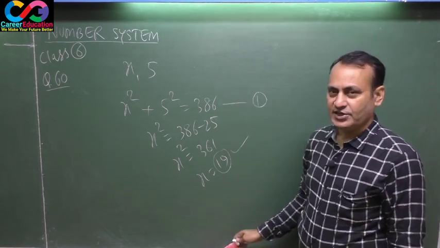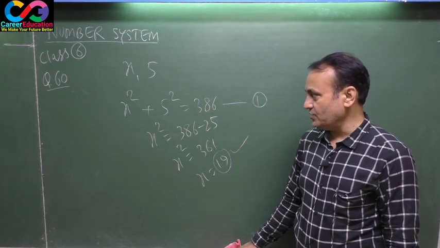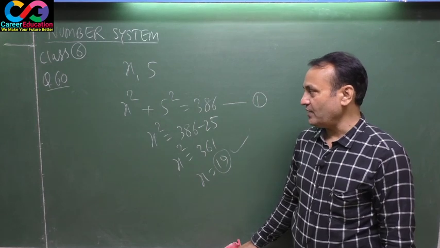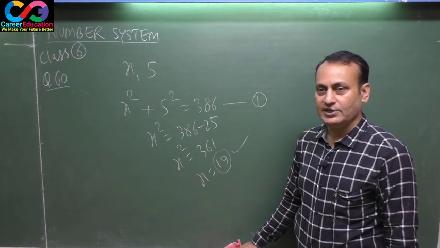This was the equation given by the question indirectly. The first number is x, second number is 5. x square plus 5 square equals 386. We have to solve and get the value of x, that is 19 here.